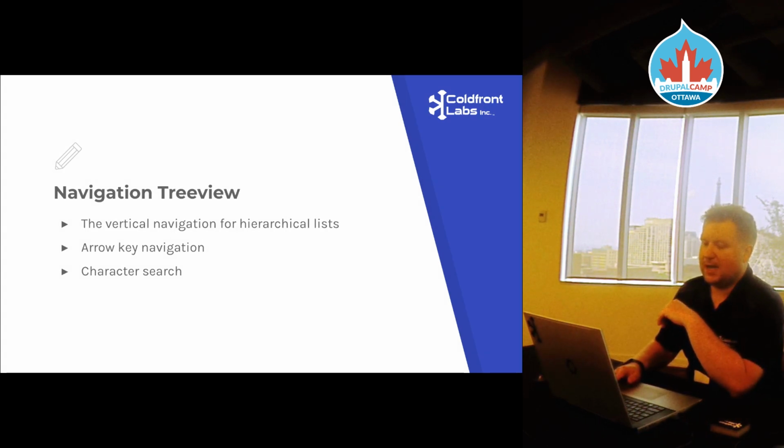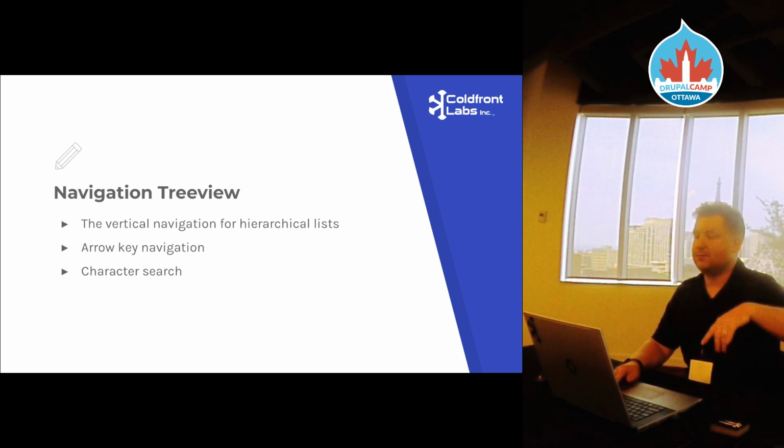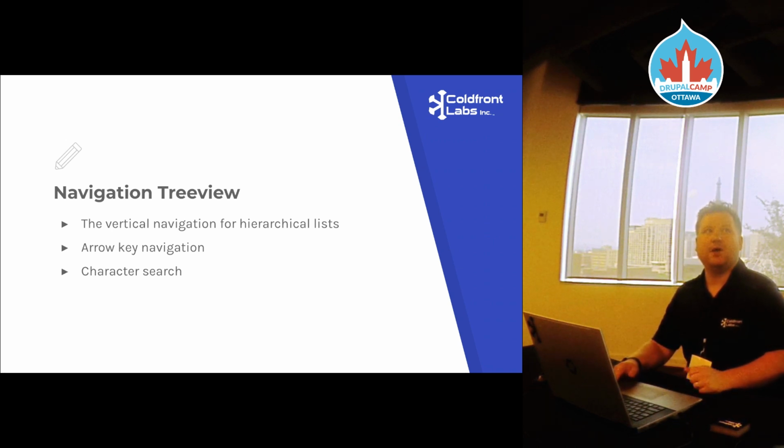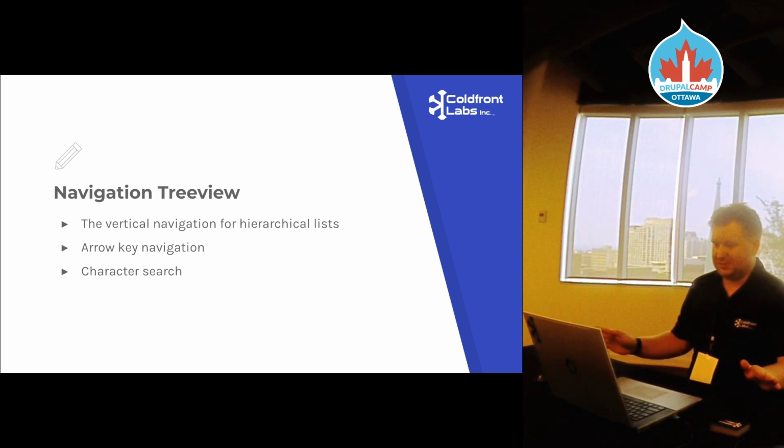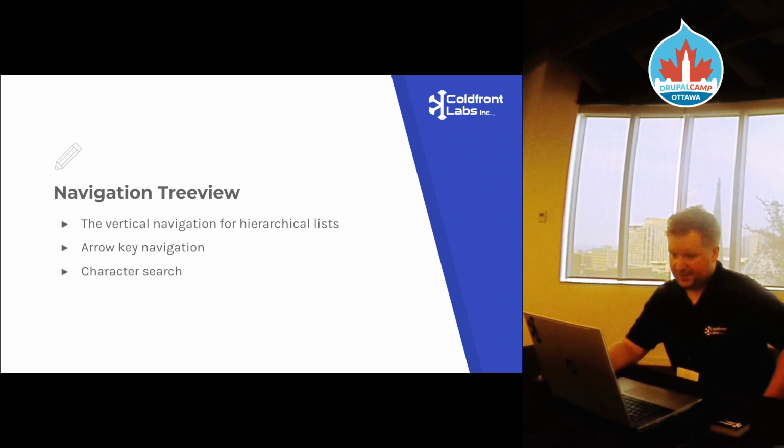Tree views, functionality-wise, very similar to navigation menu bars, but they're vertical and hierarchical. They also use arrow keys for navigation. Tab functions differently. And they also have character search.